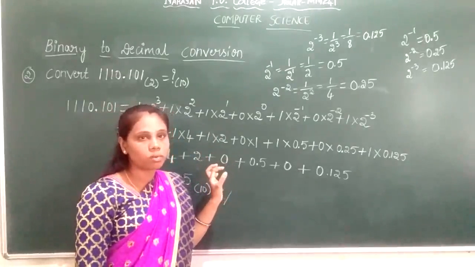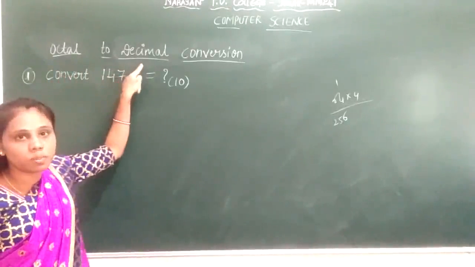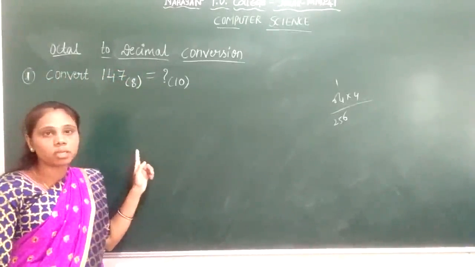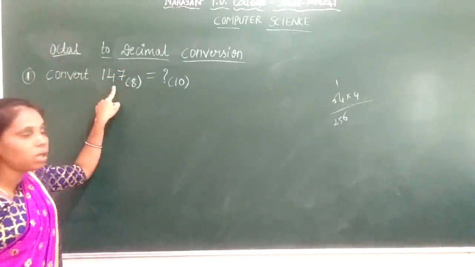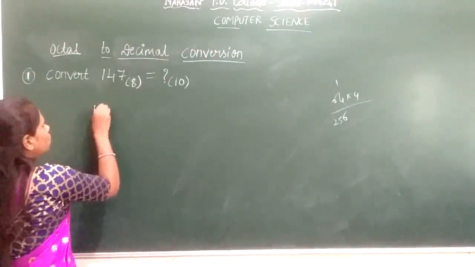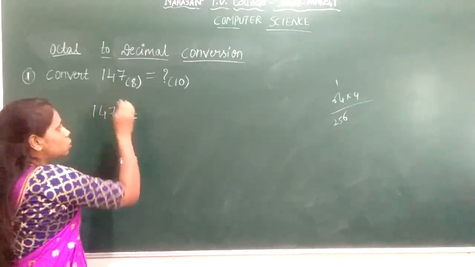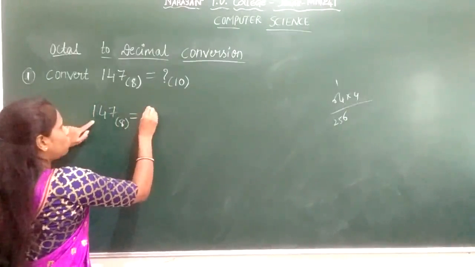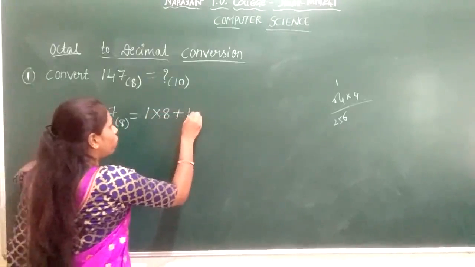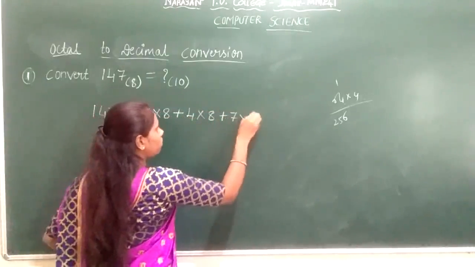Next we will see one more conversion. Now the next conversion is octal to decimal conversion. While converting from octal to decimal, you need to multiply the given number by 8. Now this is the octal number. You need to multiply this number by 8. Now take 147. Now multiply these given digits by 8. Now take the first digit, that is 1 into 8 plus 4 into 8 plus 7 into 8.